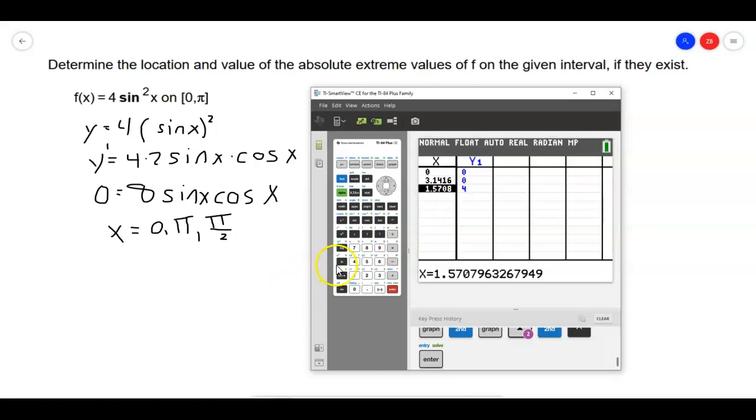All right, so that's it. We have a minimum value of 0 at x equals 0 and x equals pi, and we have a maximum value of 4 at x equals pi over 2.